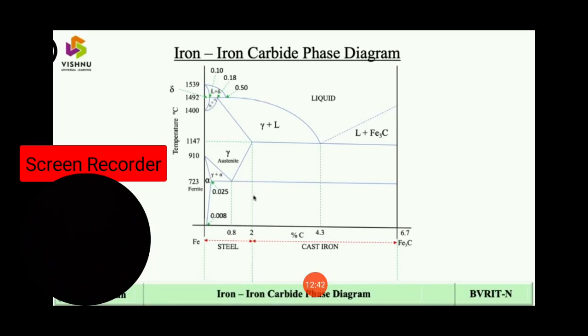Furthermore, you have two important reactions: in steel you have the eutectoid reaction, whereas in cast iron you have the eutectic reaction. So less than 0.8% of carbon is called hypoeutectoid steel, and greater than 0.8% of carbon is called hypereutectoid steel. Similarly, in cast iron, less than the eutectic composition, which is 2 to 4.3% of carbon, is called hypoeutectic cast iron, and 4.3 to 6.67% of carbon is called hypereutectic cast iron.